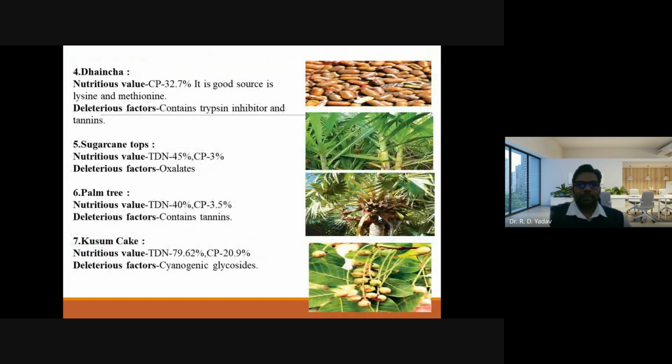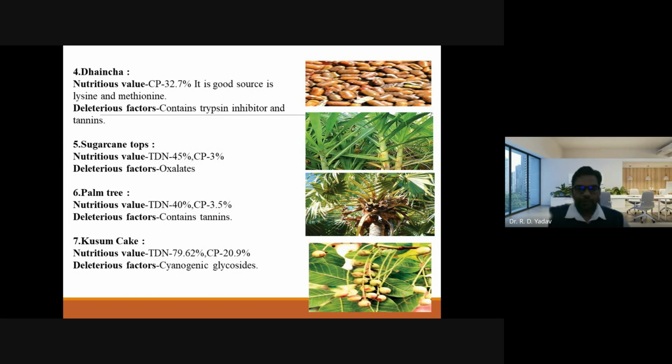Some others like dhecha, it has CP around 32.7%, a good source of lysine and methionine. And sugarcane top, very widely used, TDN 45%, CP 3%, and its deleterious factor is oxalate. The problem is that if you are feeding too much sugarcane top to the animals, it contains the anti-nutritional factor named oxalate. It combines with calcium, and over a longer time the animal will show calcium deficiency due to the calcium oxalate formation by this sugarcane top.